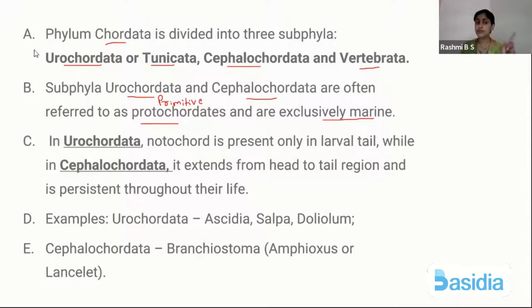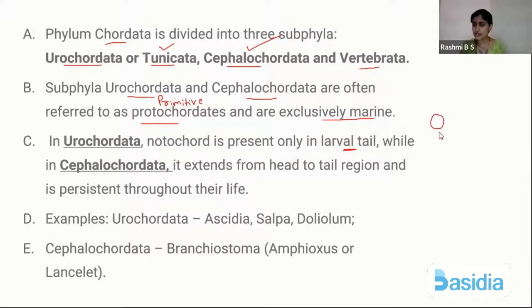So remember, urochordata, also called tunicata, and cephalochordata, these two subphyla are very primitive, and you get them only in marine habitats. And here comes one more important point. If you have a pen or marker, mark it in your NCERT book. In case of urochordata, you see the notochord only in the tail of the larva. Once it becomes an adult, that notochord will disappear.